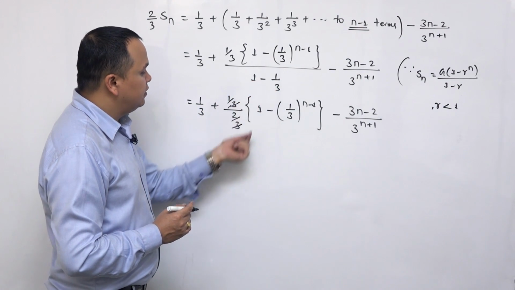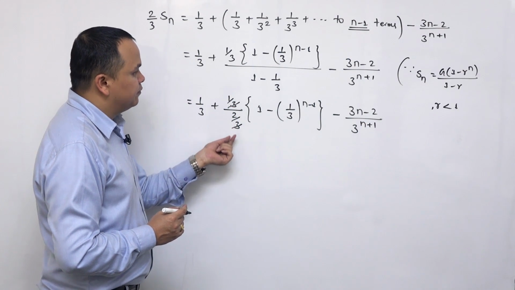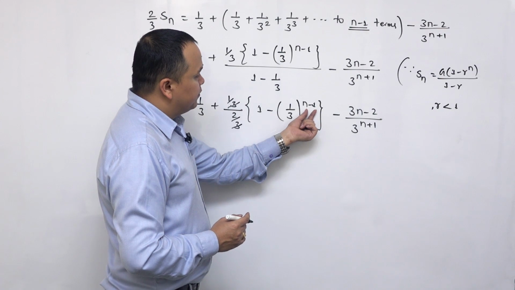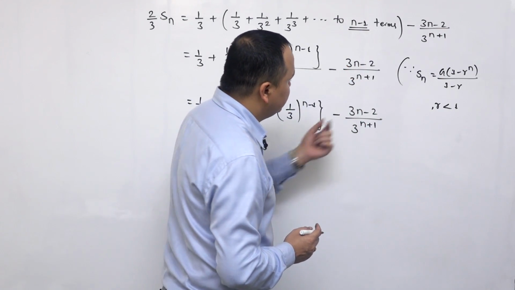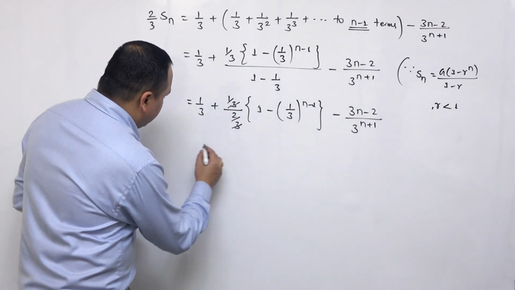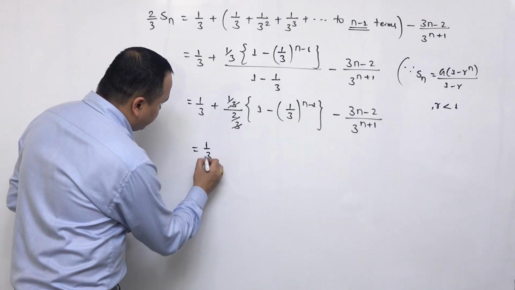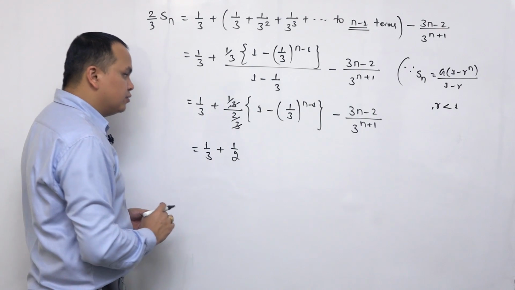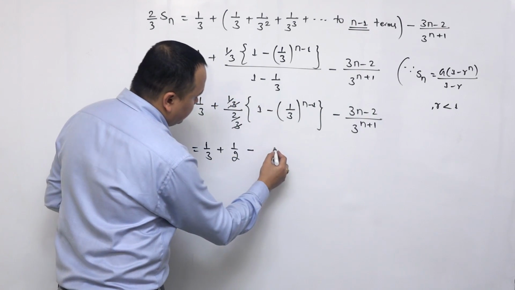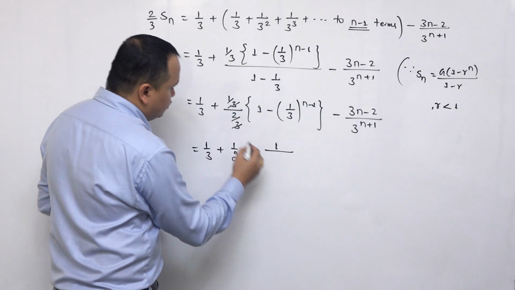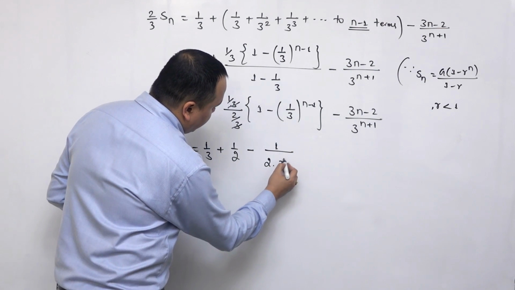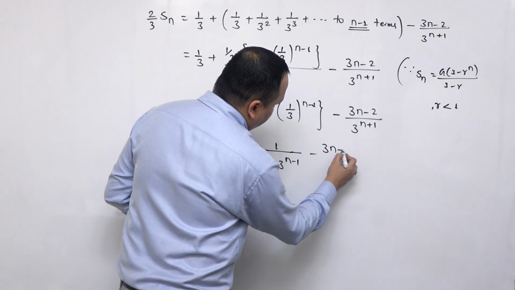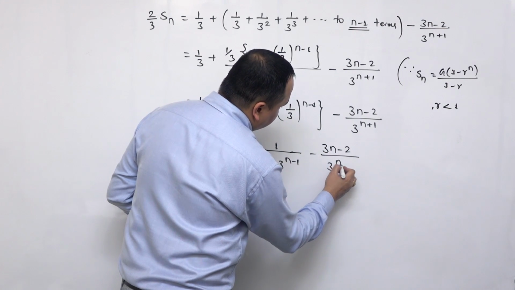Continue: 1/3 plus 1/3 upon 1 minus 1/3, which is 2/3. Here 3 cancel, 1 minus 1/3 whole to the power n minus 1, minus (3n minus 2) upon 3 to the power n plus 1. This is 1/3 plus 1/2 into 1 minus 1/2 into 3 to the power n minus 1, minus (3n minus 2) upon 3 to the power n plus 1.